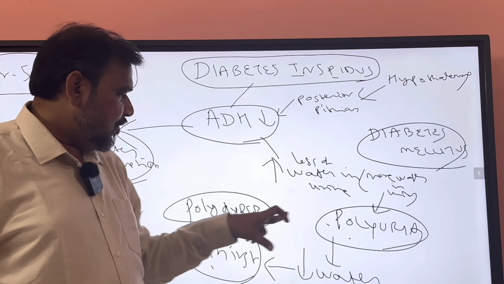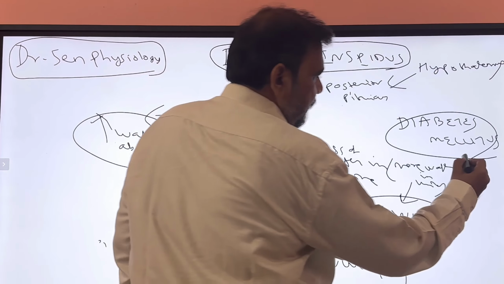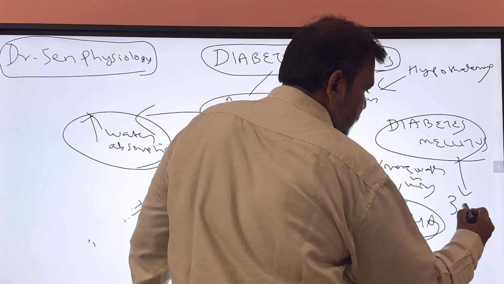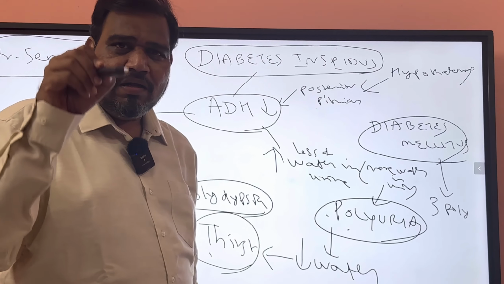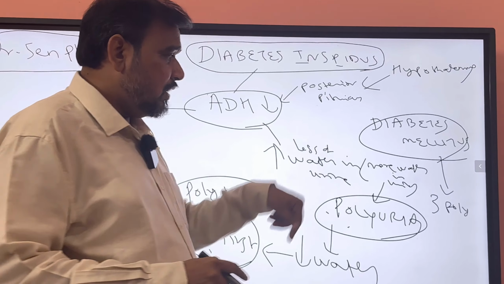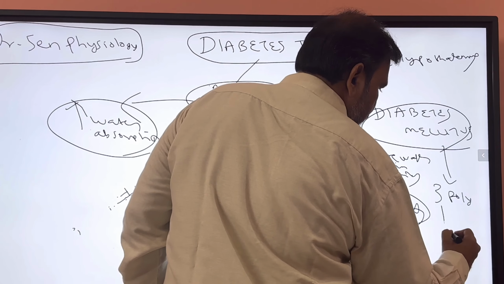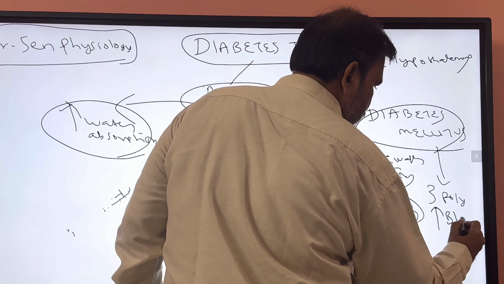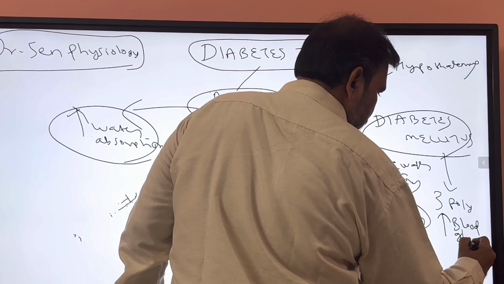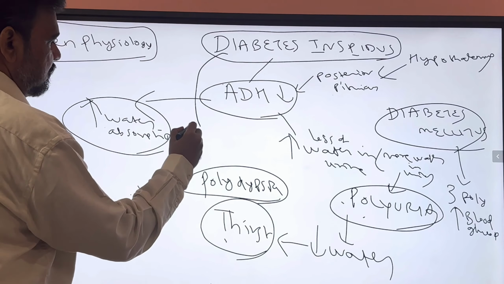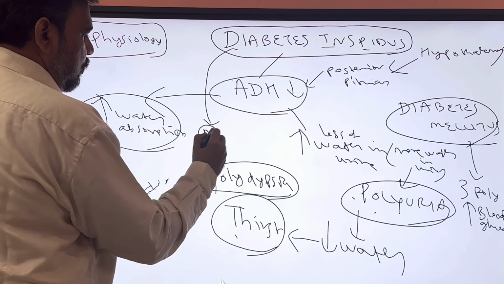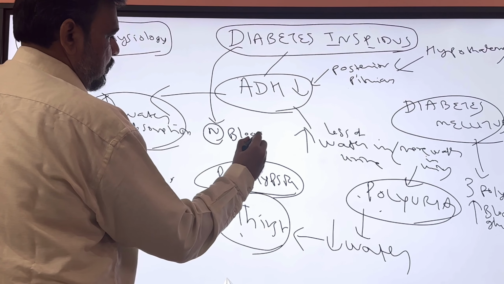Now listen here, the difference between diabetes mellitus and diabetes insipidus. In diabetes mellitus, there are three: polyuria, polydipsia, and polyphagia, excessive eating also will be there. And one more point in diabetes mellitus is increased blood glucose. Whereas in diabetes insipidus, there is normal blood glucose. Please note it down.